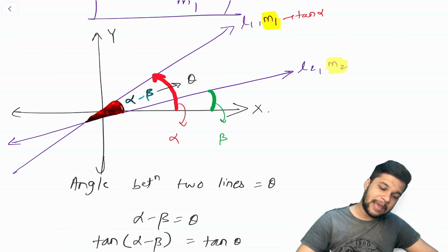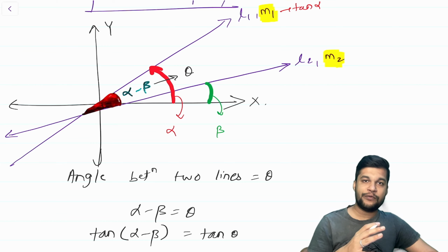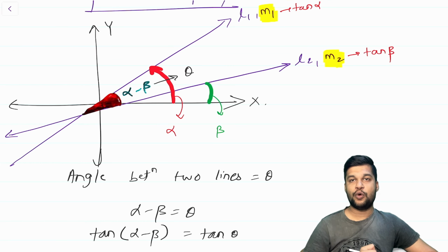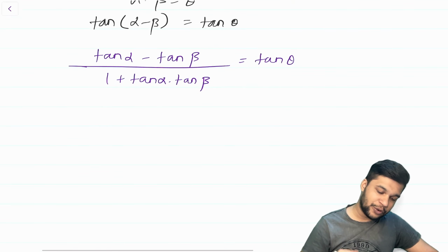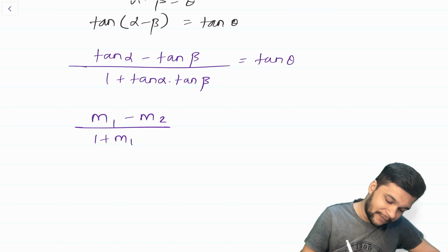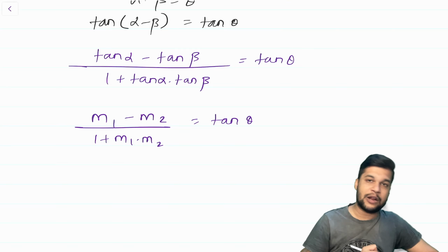Similarly, what will be m2? The line L2 is inclined at an angle of beta. So if you take tan of beta, then it will give you the slope of the second line. So m1 is tan alpha, m2 is tan beta. Let us substitute it over here. So you get m1 minus m2 upon 1 plus m1 into m2 equal to tan of theta.